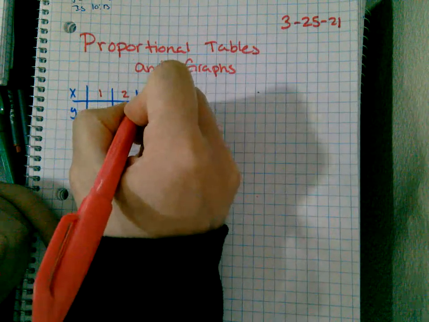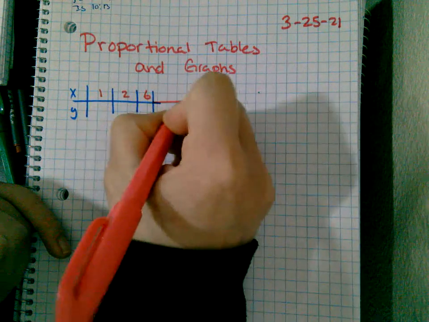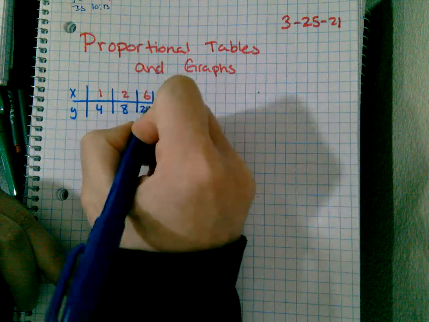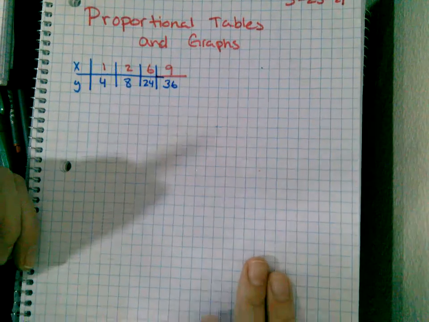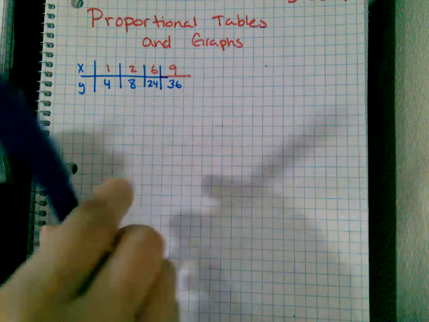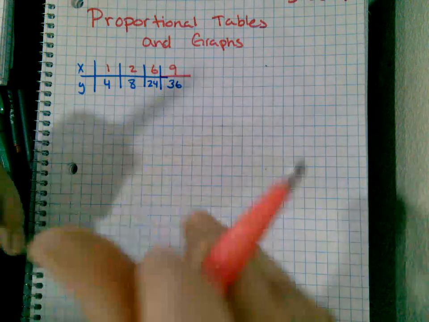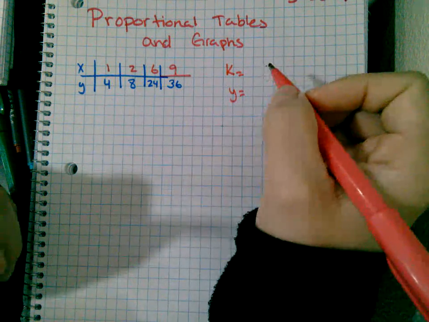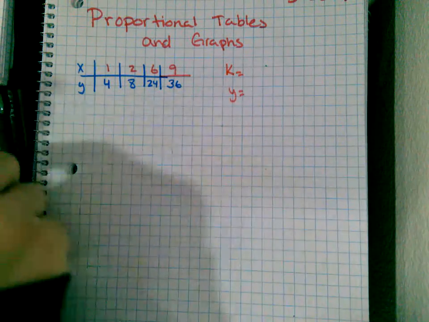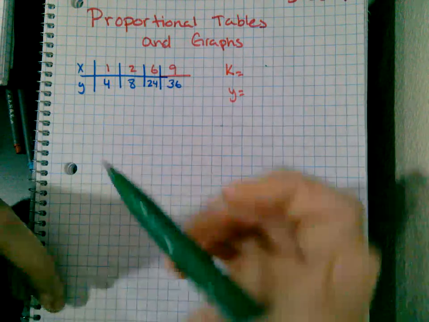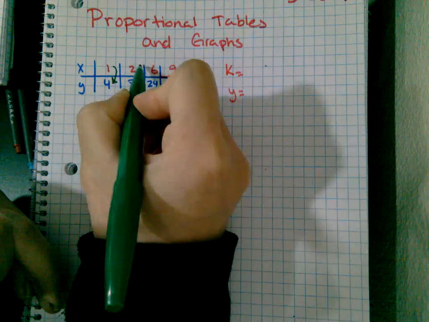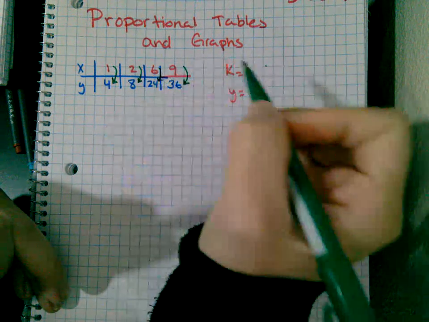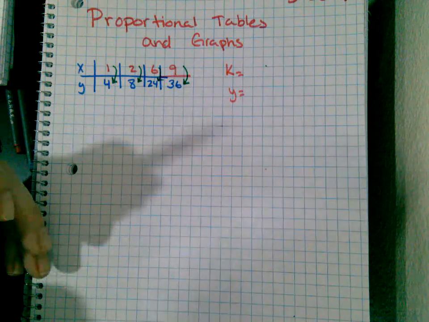1, 2, 6, 9. Okay, you guys did tables that looked like this, right? Or maybe it didn't have the 1. And your assignment yesterday was, okay, find K, find what the equation is, right? And yesterday was pretty easy, right? You just had to figure out, like, okay, what did I multiply 1 to get to 4? What did I multiply 2 to get to 8? What did I multiply 9 to get to 36, right? And 6 to 24.